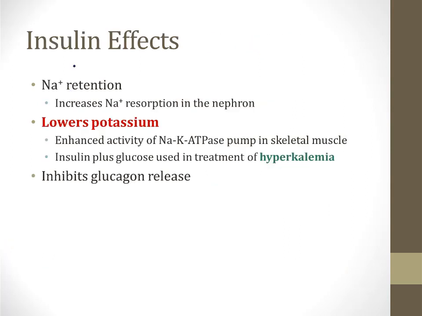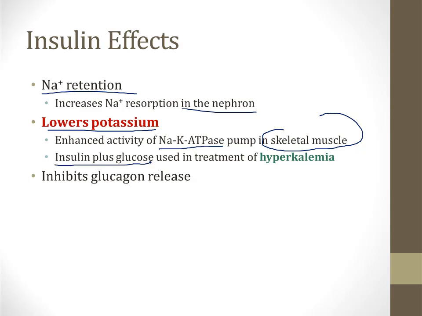Other effects of insulin: it's been shown to increase sodium retention by increasing the resorption of sodium in the nephron. It also lowers potassium. It enhances the activity of sodium-potassium ATPase pumps in skeletal muscle. This will bring more potassium into skeletal muscle cells and lower the serum potassium level. This is the reason that insulin, together with glucose, is used in the treatment of hyperkalemia. When patients have dangerous or life-threatening high potassium levels, you can administer insulin and the potassium level will fall. You also administer glucose at the same time so that you don't accidentally make the patient hypoglycemic and cause a seizure.